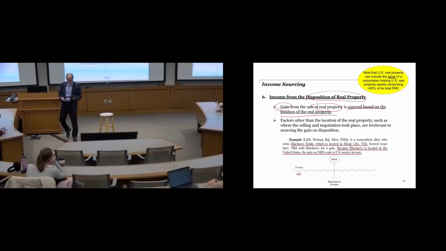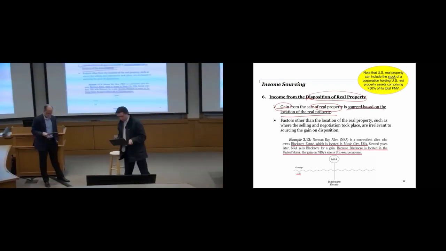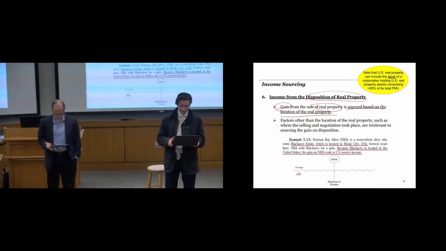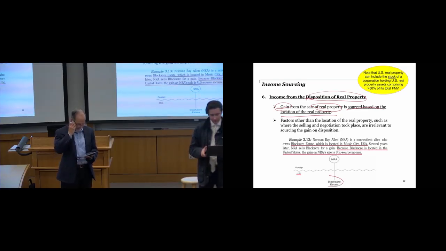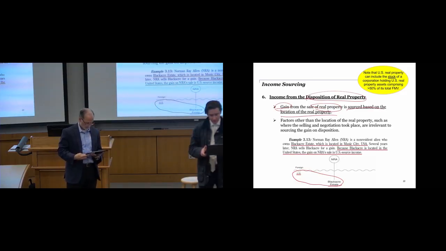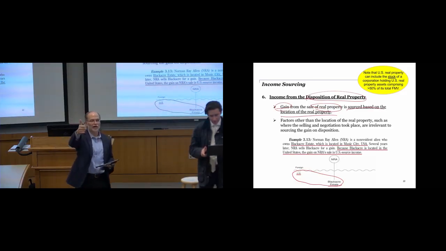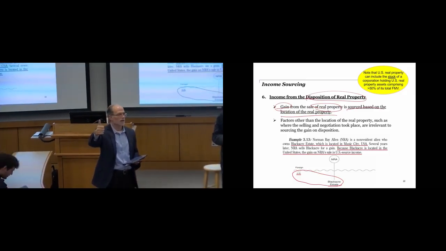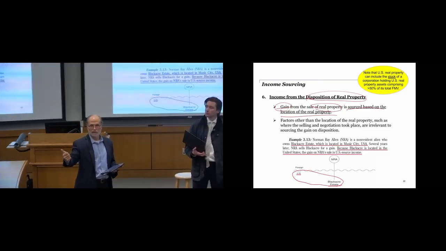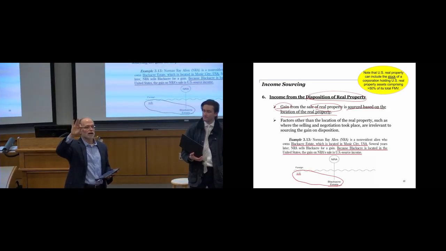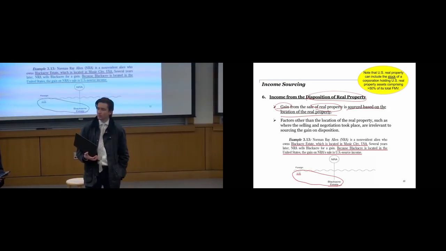Okay. Norman Ray Allen is a non-resident alien who owns Blackacre Estate, which is located in Music City, USA. Several years later, NRA sells Blackacre for a gain. Because Blackacre is located in the U.S., the gain on NRA's sale is U.S. source income. So it's just black and white. Where is that real estate located? Doesn't matter if NRA met with the buyers in a foreign country, if the buyer is a foreign person, or if everything was executed outside, it doesn't matter. This is U.S. real estate, it's always U.S. source. Okay?